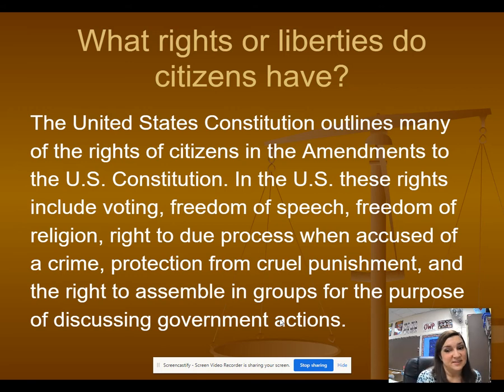The United States Constitution outlines many of the rights of citizens in the amendments to the U.S. Constitution. In the U.S., these rights include voting, freedom of speech, freedom of religion, right to due process when accused of a crime, protection from cruel punishment, and the right to assemble in groups for the purpose of discussing government actions.